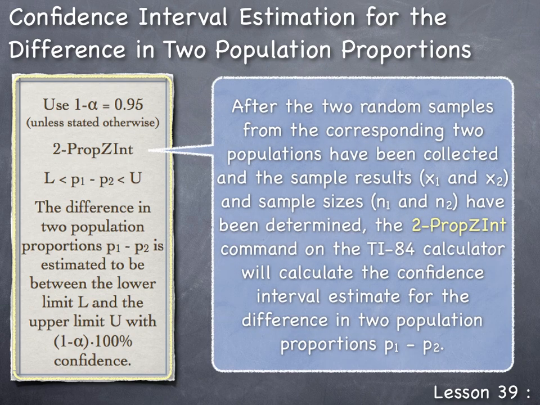Now, after the two random samples from the corresponding two populations have been collected, and the sample results, x1 and x2, and the sample sizes, n1 and n2, have been determined, the 2prop_zint command on the TI-84 calculator will calculate the confidence interval estimate for the difference in two population proportions, p1 minus p2.